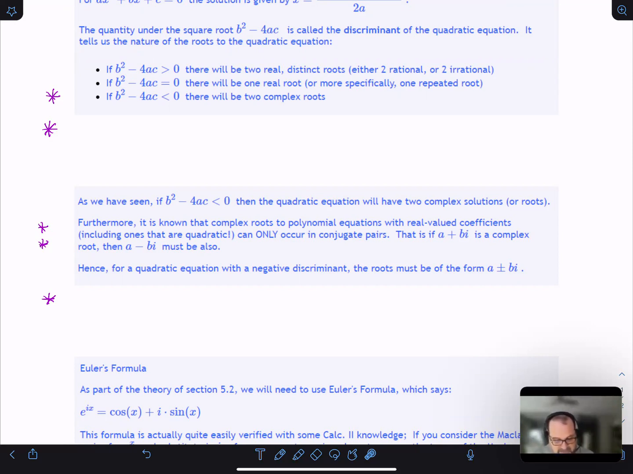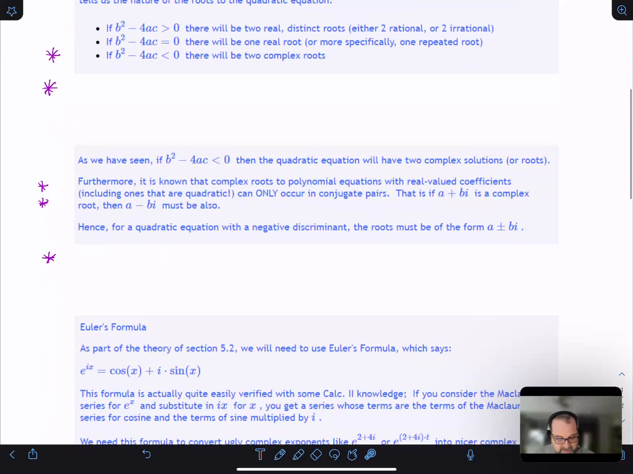And then lastly, when you solve a quadratic equation with a negative discriminant, you end up with roots of the form a plus bi. So that is what we're looking for in that third case. So here is another little example.